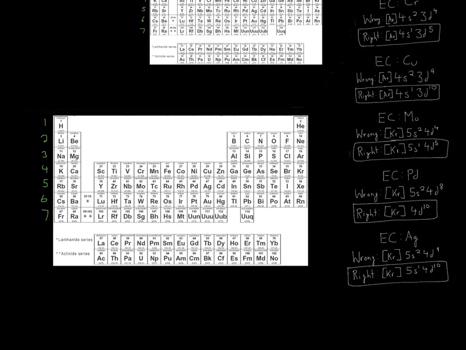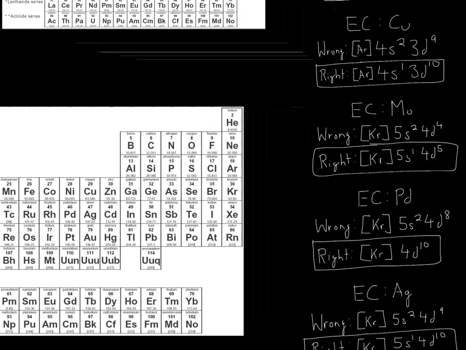More practice, Mo, right? Mo is right here. Once again, I'll do the old method. So period 5, krypton, and then I would do 5s2, and then once I hit the D block, it'd be 4, and then 1, 2, 3, 4, 44. But once again, that's wrong. What it does is it donates one electron from the S block to the D block.